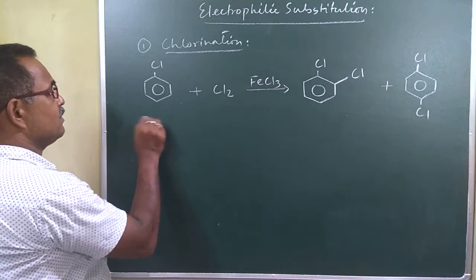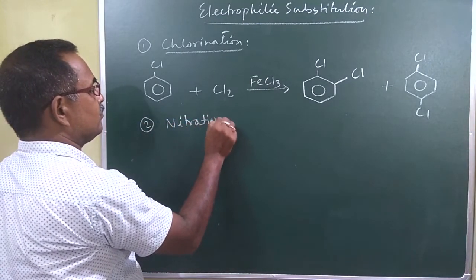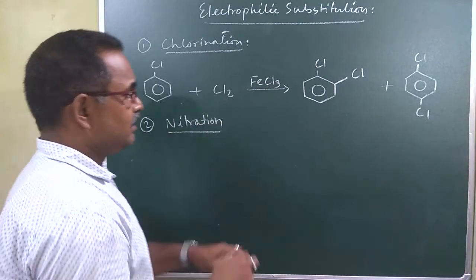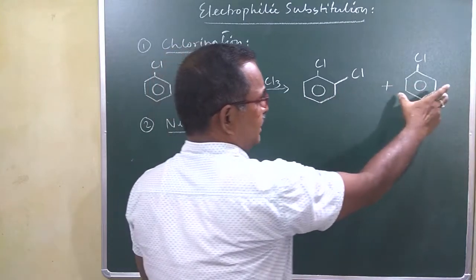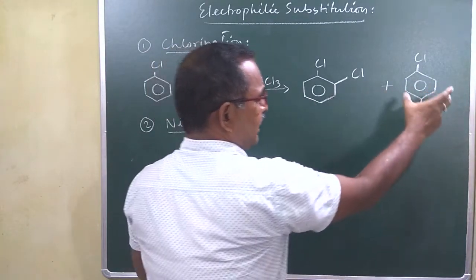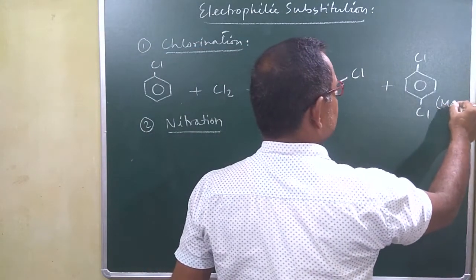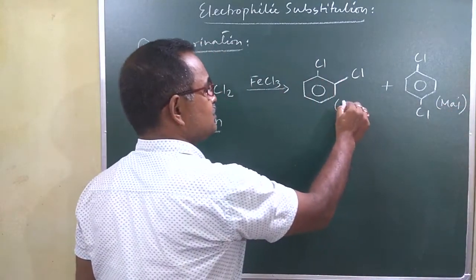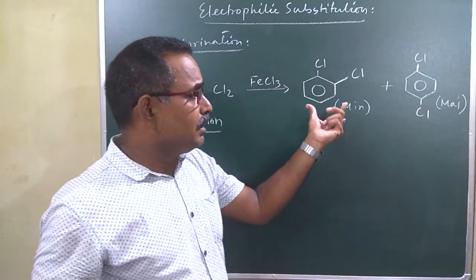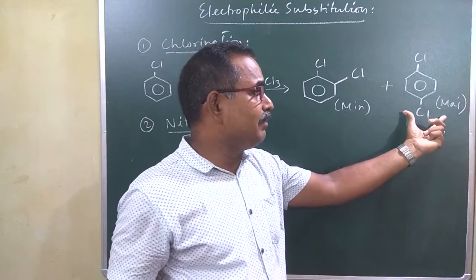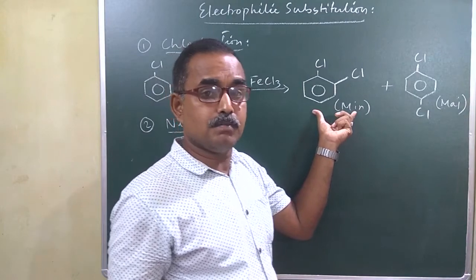You see another point. Between these two products, ortho-dichlorobenzene and para-dichlorobenzene, para-dichlorobenzene is the major product. Okay, this is the major product. This one is the minor product. What does it mean? In the final product mixture, you will have greater extent of this compound and smaller extent of this compound. Okay.